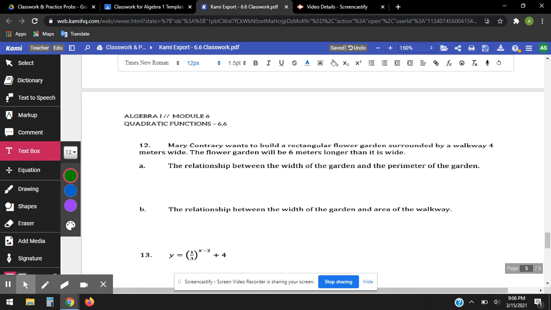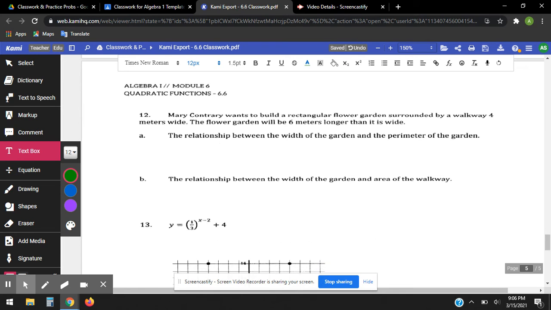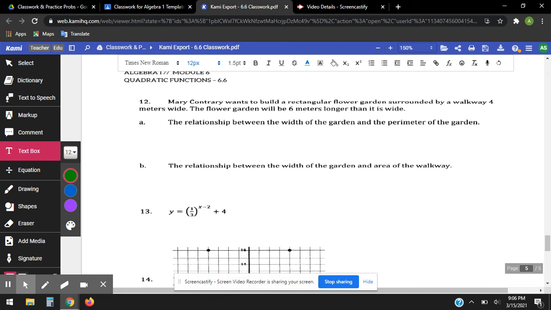All right, next, last few. I think we're getting close. Mary Contrary wants to build a rectangular flower garden surrounded by a walkway 4 meters wide. The flower garden will be 6 meters longer than it is wide. So, the relationship between the width of the garden and the perimeter of the garden.